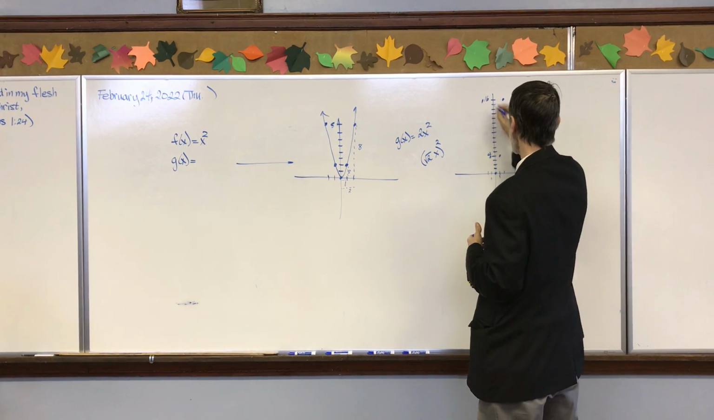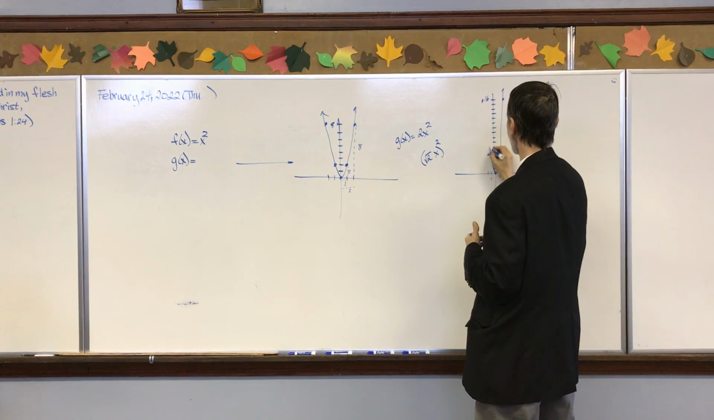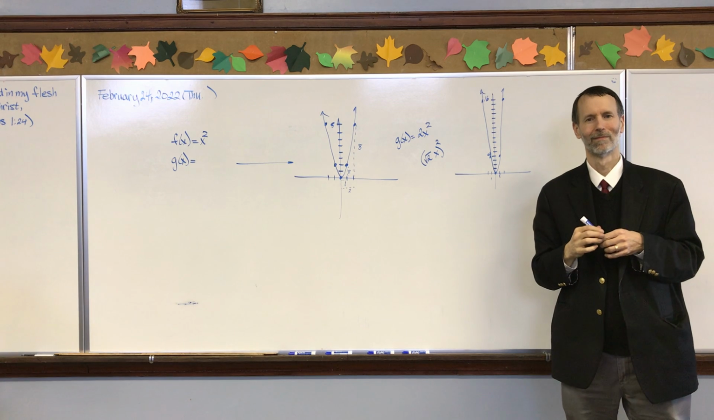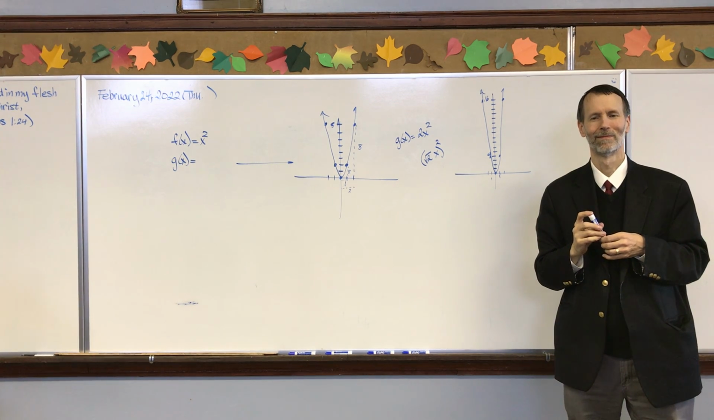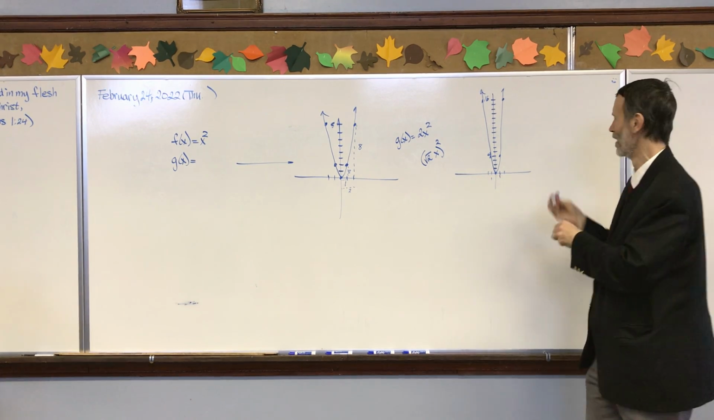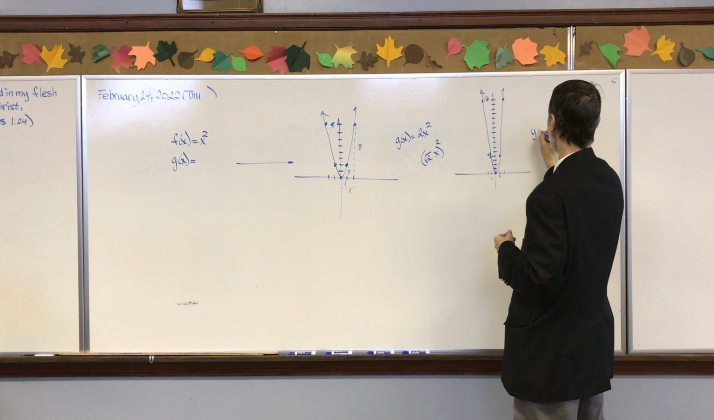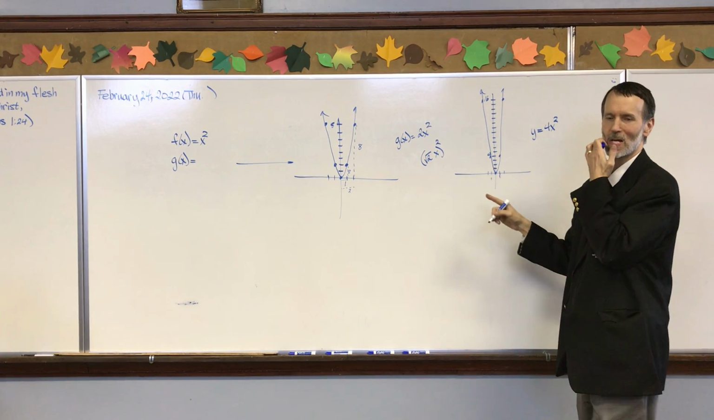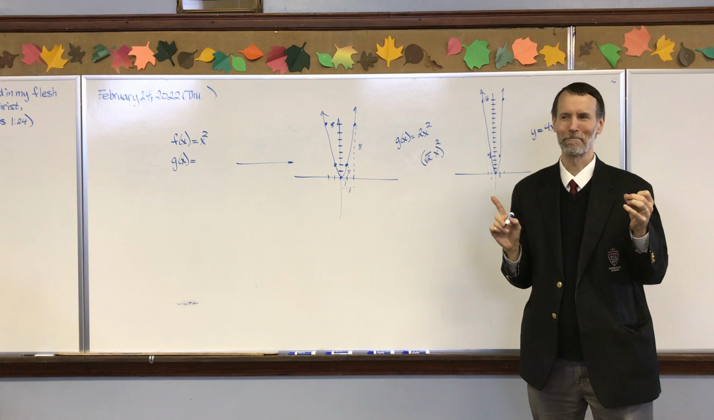Can anybody give me the equation of this graph? It is based on a parabola. It's a very, very skinny looking parabola. What do you think? 4x squared. y equals 4x squared, because it's over 1 up 4. There's another version. Anybody see it?